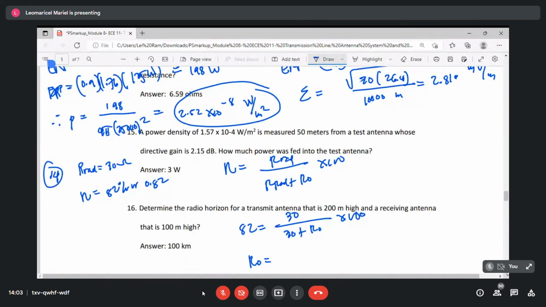Ayun. 0.82 na lang kasi di-divide sa 100 yan eh. 0.82. 6 point. Ilan nakuha? 6 point. O yun, 6.58 daw ohms. 6.59 yung sagot to. Tama yan. Yan na yan.